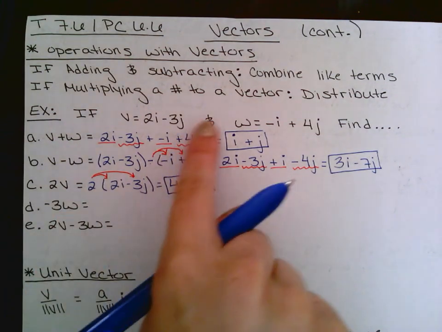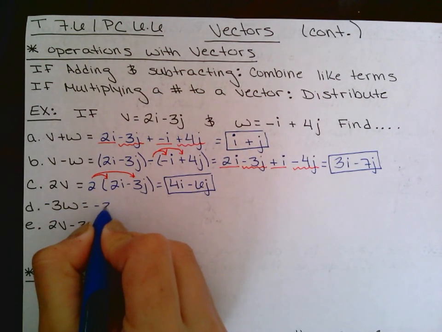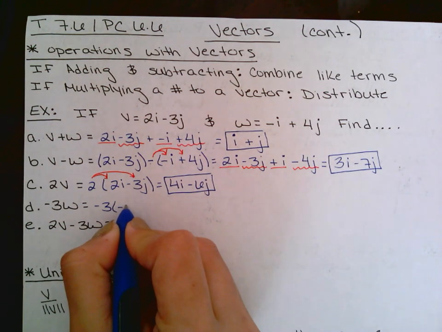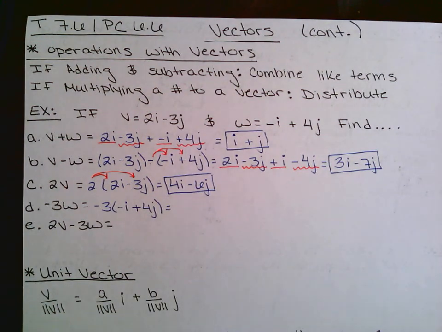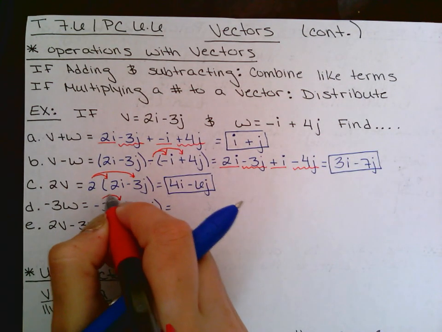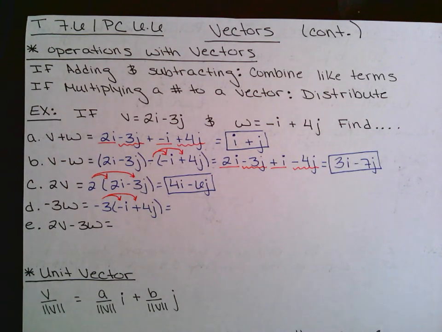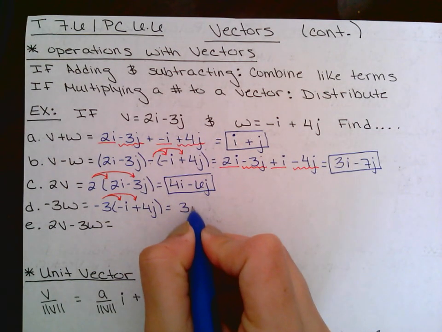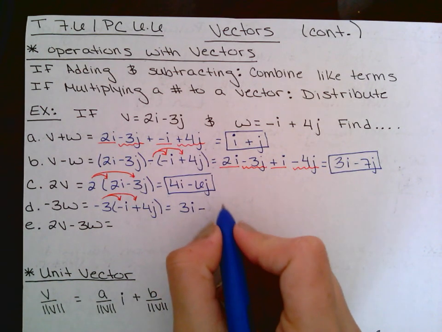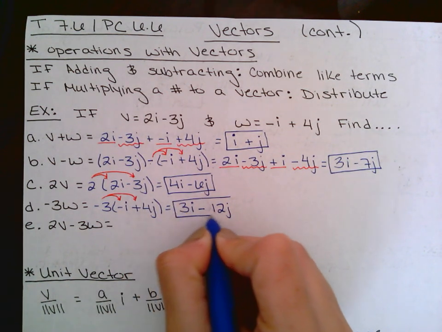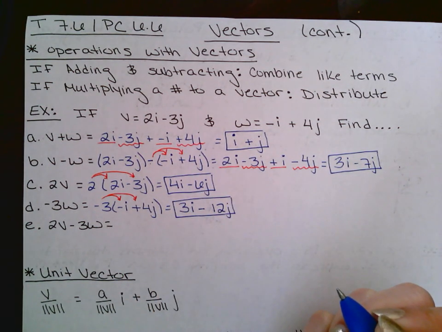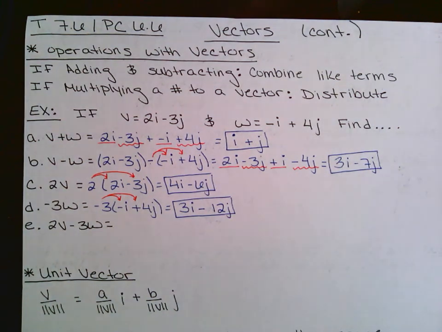Next one says negative 3 times vector w. So I'm going to say negative 3 times my vector w, negative i plus 4j. I need to distribute that negative 3. That gives me a 3i minus a 12j. All right? If I'm going too fast, please feel free to pause the video, rewind as many times as you need to. All right? Let's look at E.